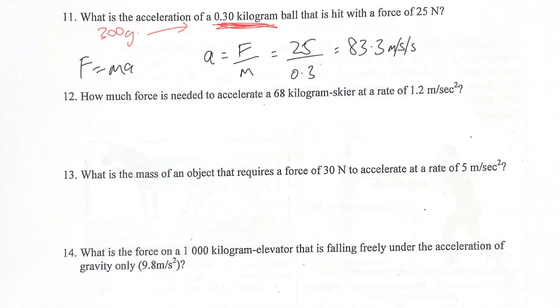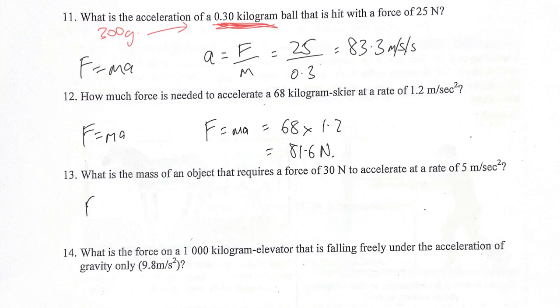Next, how much force is needed to accelerate a 68 kilogram skier at a rate of 1.2 meters per second per second? Again, force is equal to ma, but I don't need to rearrange the equation. So it's 68 times 1.2, which is 81.6. What's the unit? Newtons. Good. Newtons, because it's a force.